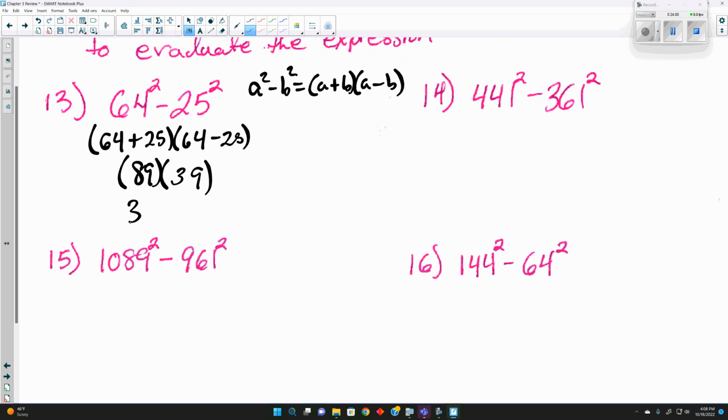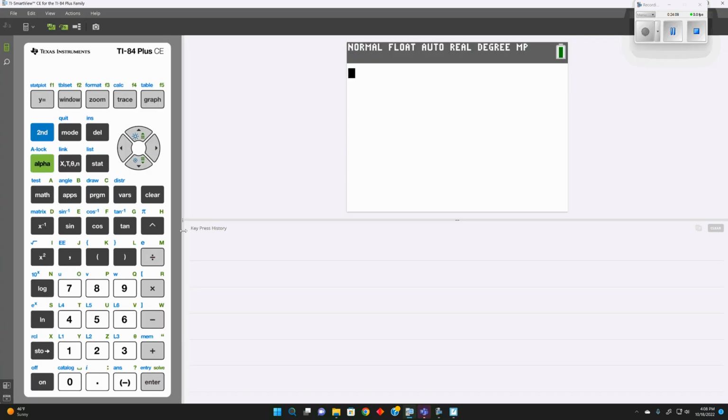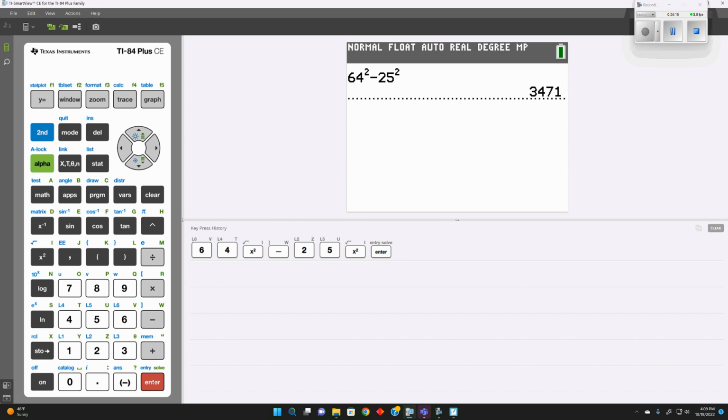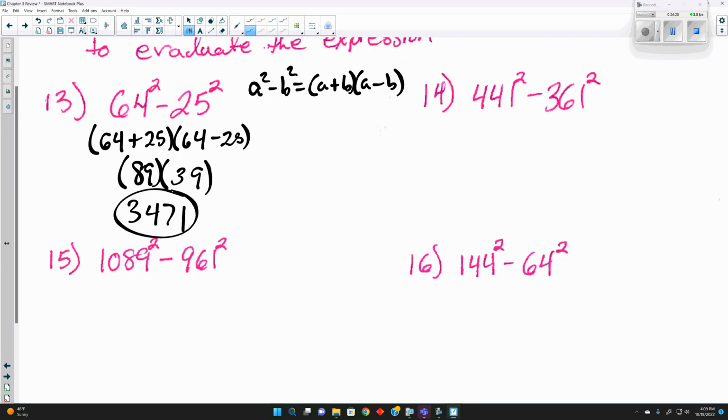Which is 3,471. And again, we're solving for 64 squared minus 25 squared. Now in a calculator, I can do 64 squared minus 25 squared, hit enter, and still get 3,471. Same answer. So the next one, 441 squared minus 361 squared.